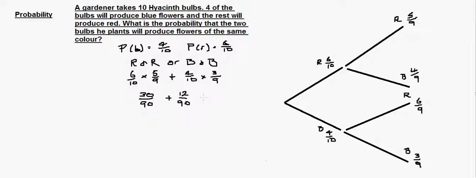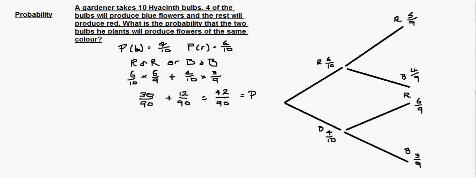So we now just add the two together. Remember, we only add the numerators. So 30 plus 12 is 42 over 90. And that will be the probability. Okay, now in the exam you need to show all of this. Quite often they will also put in a tree diagram for you to complete. You can cancel this down if you want to.